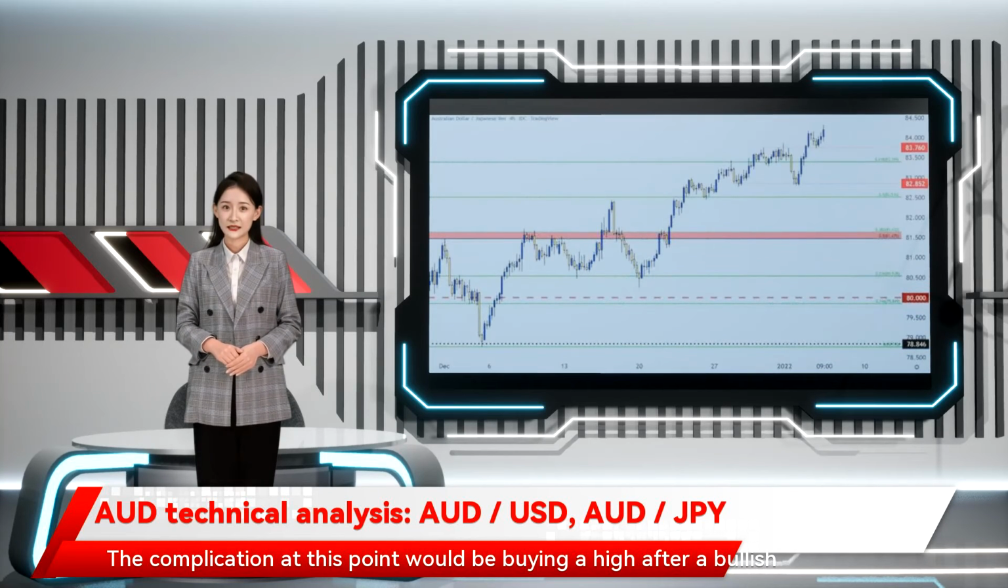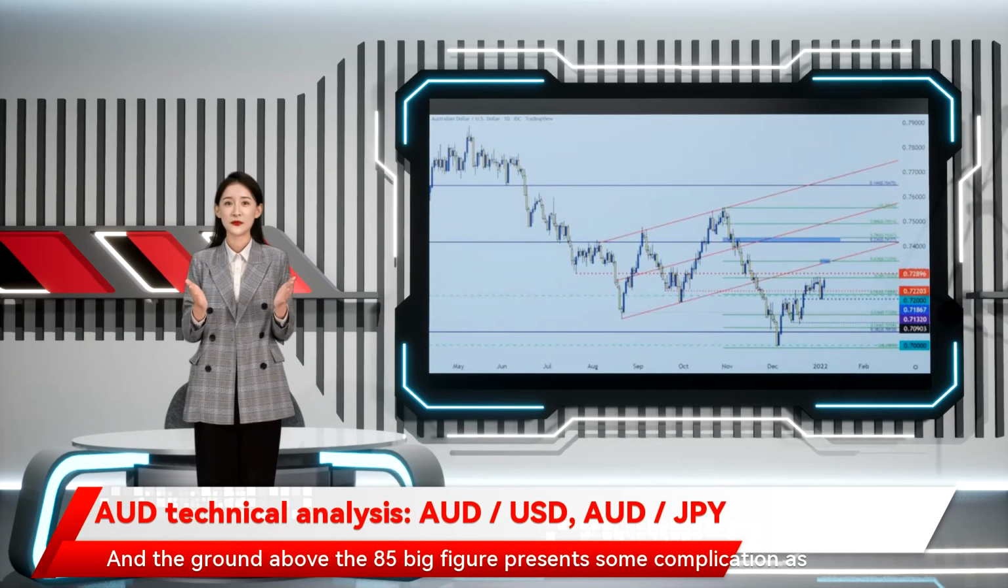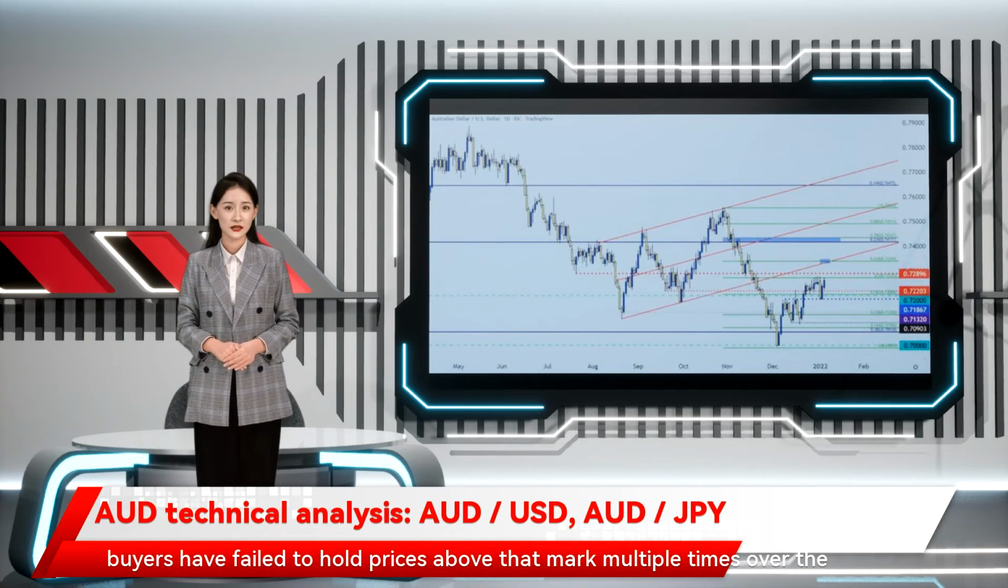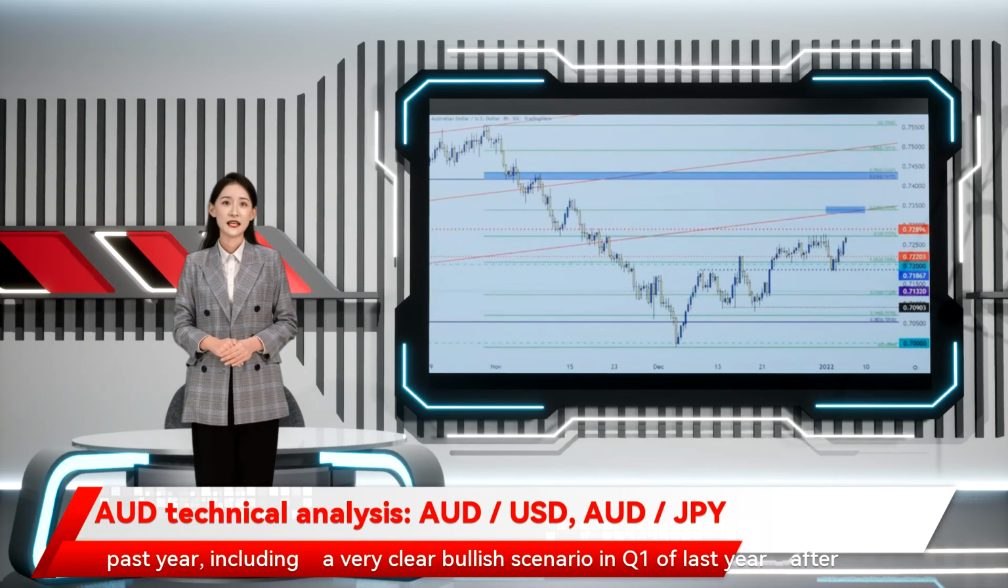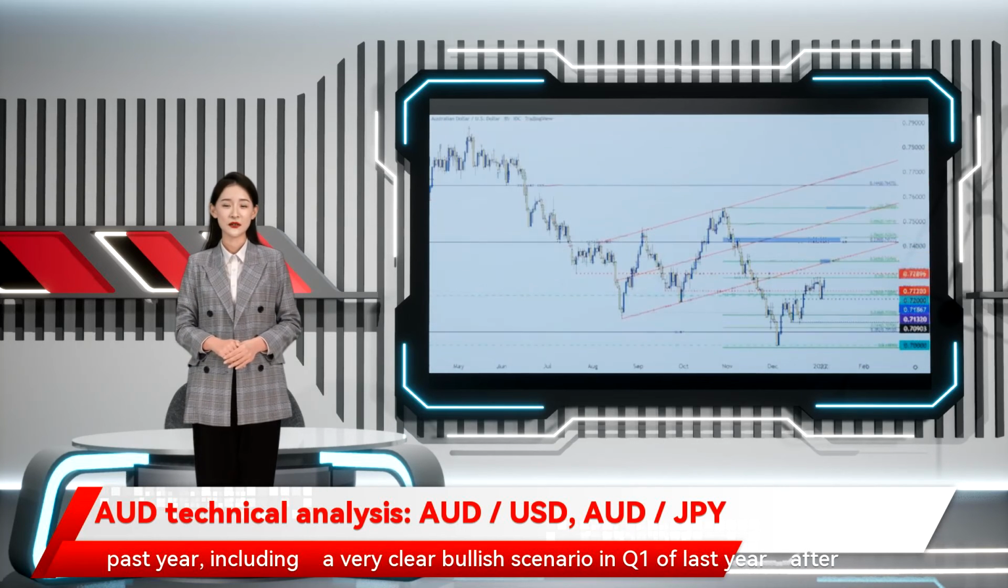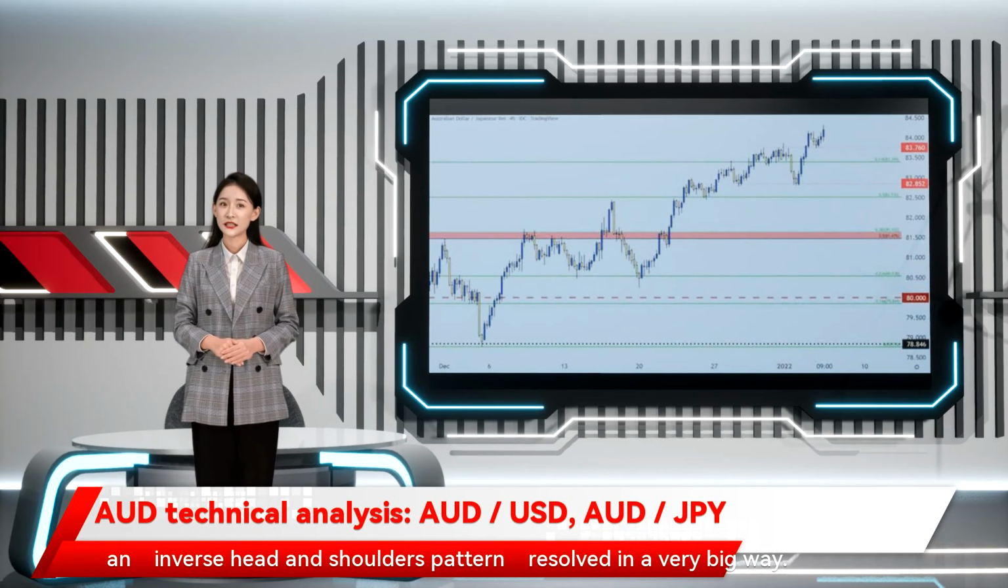The complication at this point would be buying a high after a bullish trend that's shown a minimum of pullback, and the ground above the 85 big figure presents some complication as buyers have failed to hold prices above that mark multiple times over the past year, including a very clear bullish scenario in Q1 of last year after an inverse head and shoulders pattern resolved in a very big way.